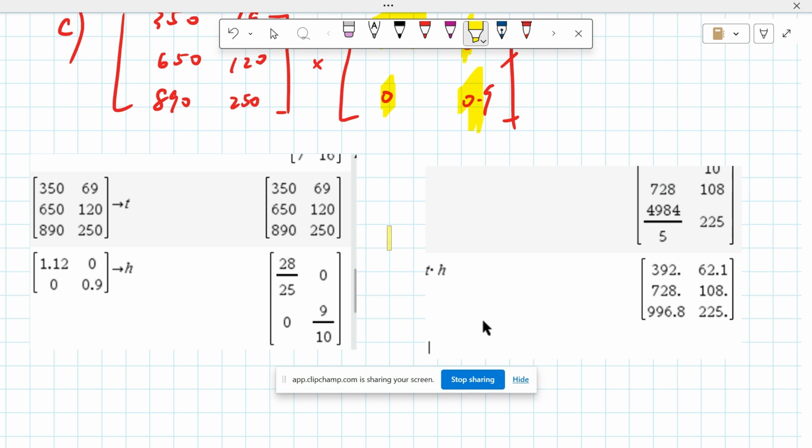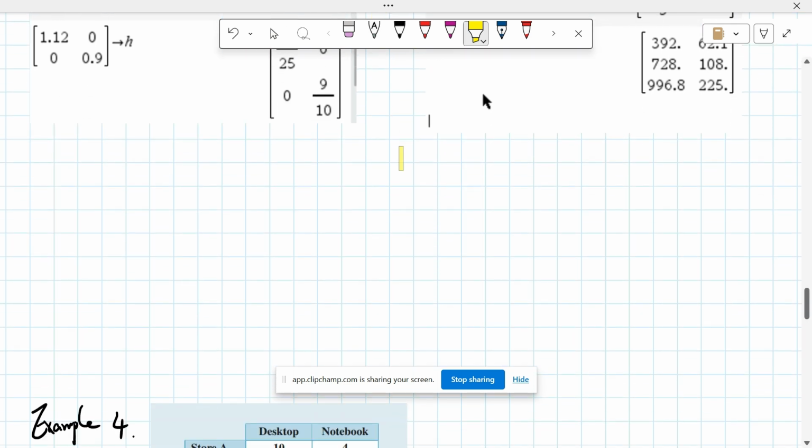Make sure you have the original prices and multiply by the 2 by 2.